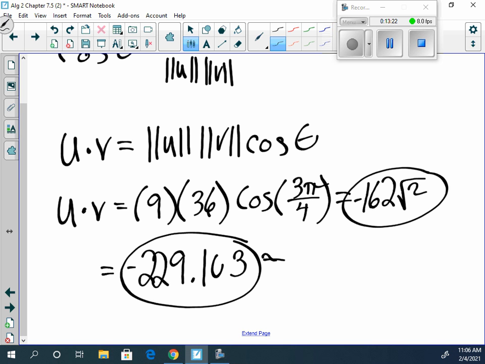These are the same thing. The calculator got too big. Because cosine of 3 pi over 4 is negative square root 2 over 2, and then that would make 36 into 18. 9 times 18 is 162. But the calculator ran out of memory room to have negative 162 square root 2, so it converted it to a decimal, which is perfectly fine. Because as y'all know, I will take the answer in radical or decimal form. As long as it is the right answer, I don't care what form it's in.